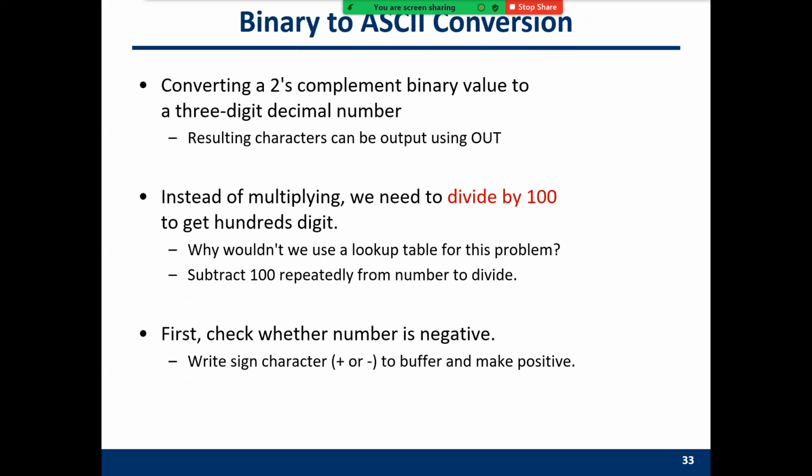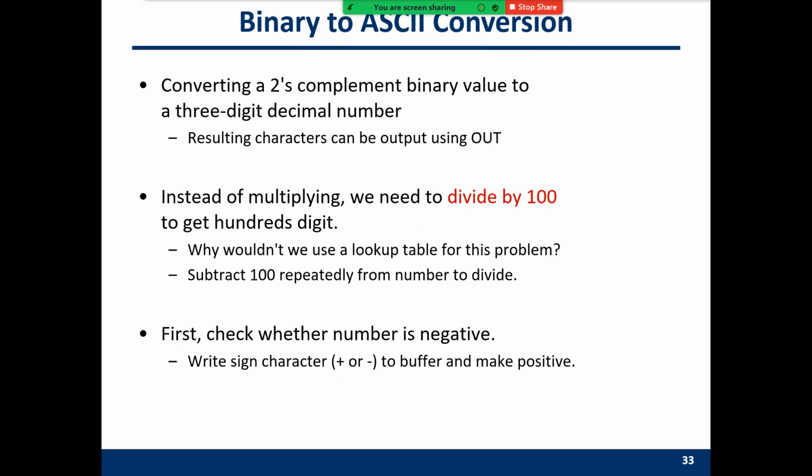So after we have the program to convert 3 digits to its binary representation, we also need a program to convert the binary to its ASCII representation. So this program can help us to convert a 2's complement binary to a 3-digit ASCII number. And then we can display this number on the monitor.